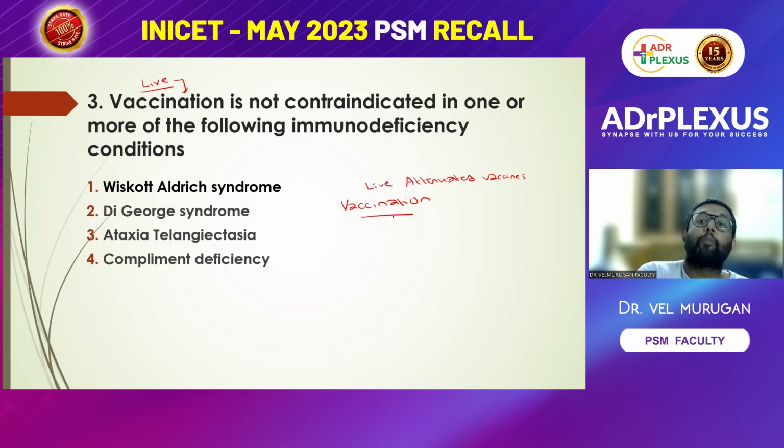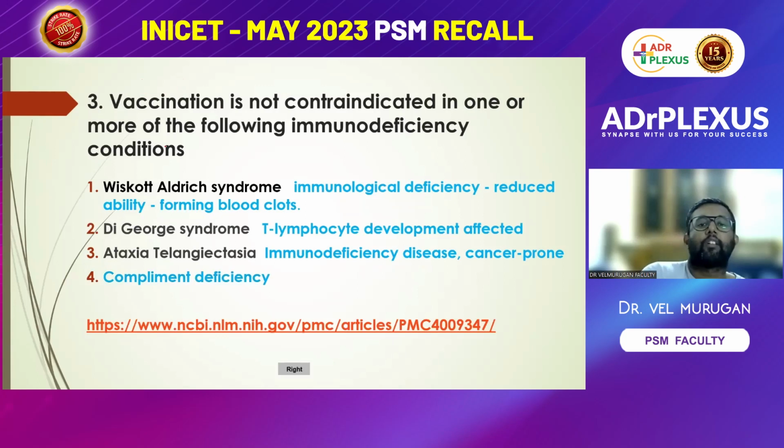In immunosuppressed states, we will not give live attenuated vaccines, as the immune system cannot process the immunity. When I searched through most of the articles, the only condition where we can give vaccine is complement deficiency. Wiskott-Aldrich syndrome is an immunological deficiency with mainly 3 types of disorders due to the WAS gene: reduced ability to form blood clots, accompanied by thrombocytopenia. There they said do not give live attenuated vaccine.